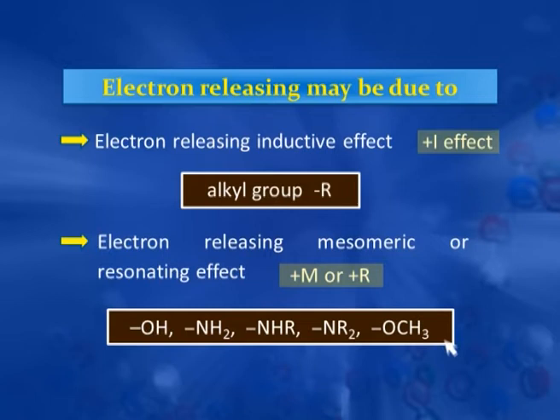And further one more thing, all these groups which have positive M or positive R also have an electron withdrawing inductive effect. But if we compare the two effects of these groups, then electron donation is a much stronger effect than electron withdrawal. So, that is why these groups are known as electron donating groups.